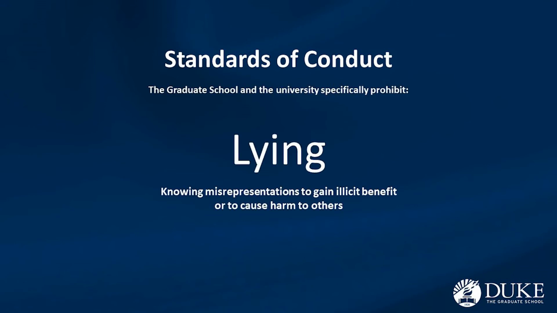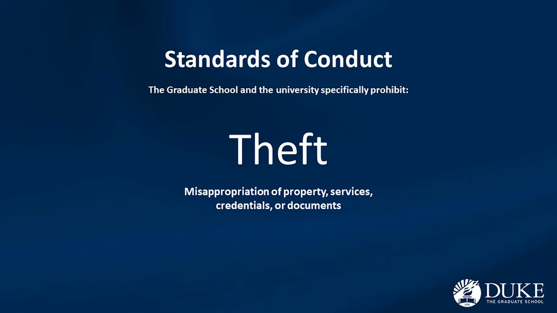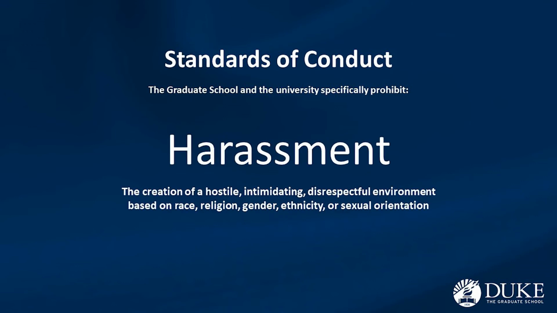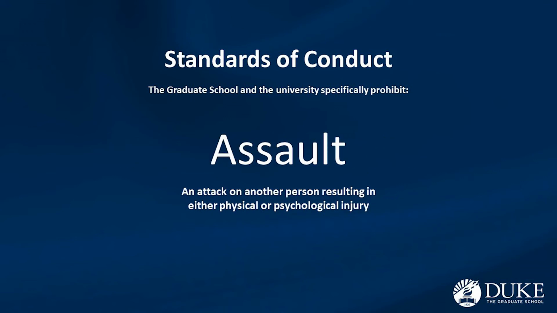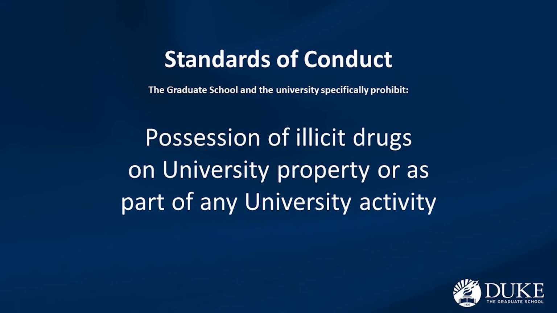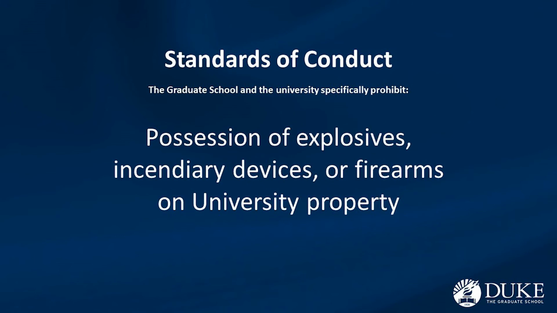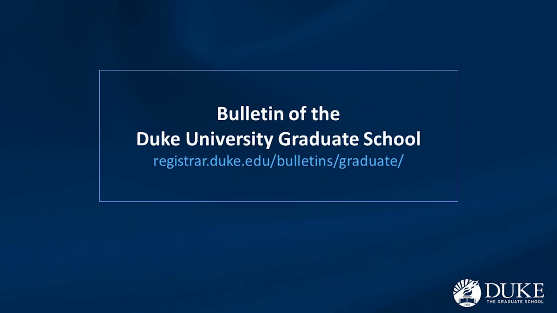Lying, cheating, theft, harassment, sexual misconduct, assault, trespassing, possession of illicit drugs on university property or as part of any university activity, possession of explosives, incendiary devices, or firearms on university property, and finally, refusal to comply with the directions of a university police officer or interference with the proper operation of safety or security devices. These are detailed in the bulletin of the graduate school if you would like to study them.